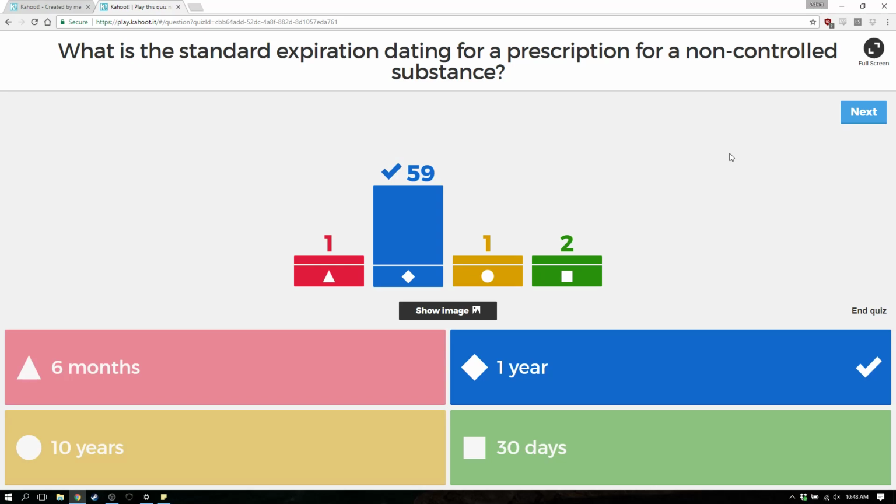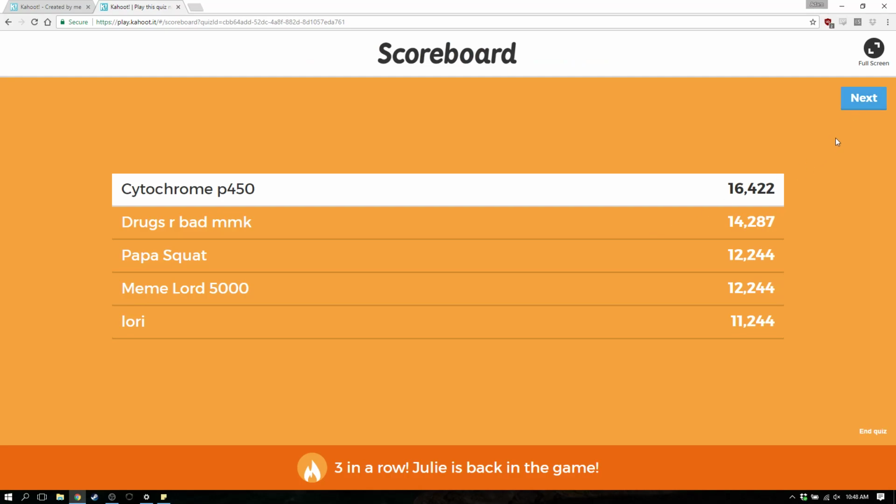So non-controlled substances, 1 year is going to be the standard expiration date. So you can't just write for, I'm going to give you 5 years worth of a drug, right? Because it's usually not super clinically responsible, because you oftentimes want to follow up with those patients and see them again to make sure you don't need to change anything. Okay.